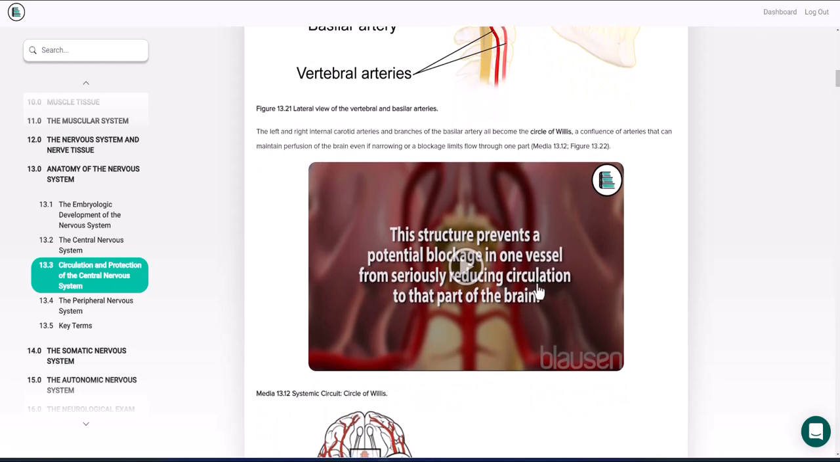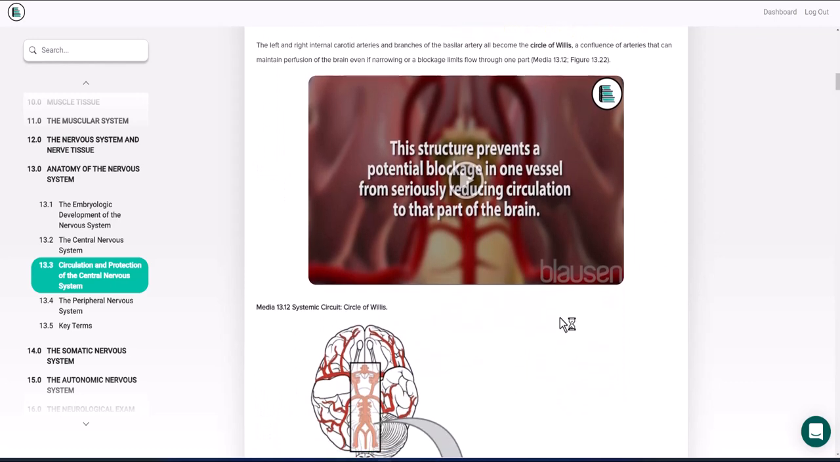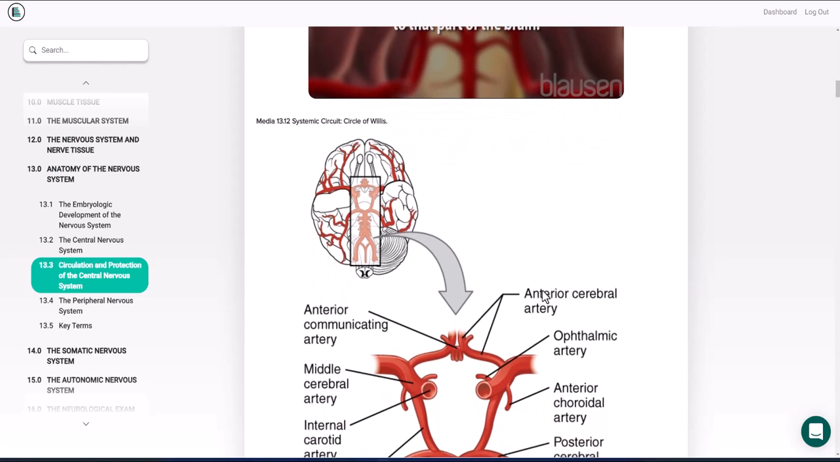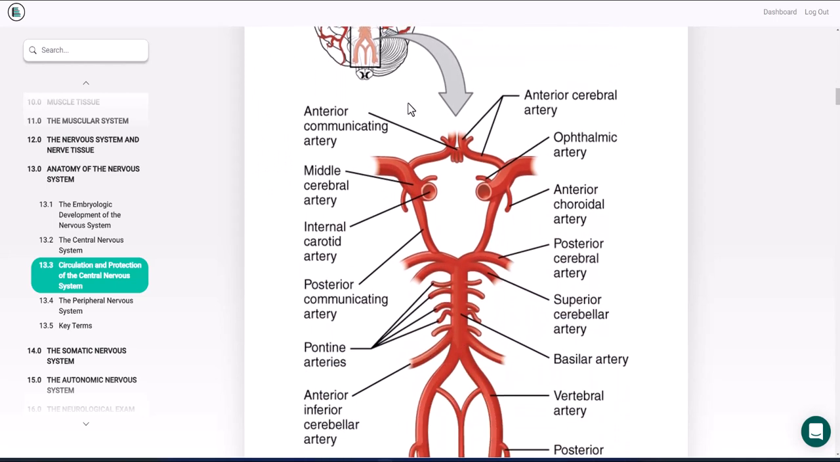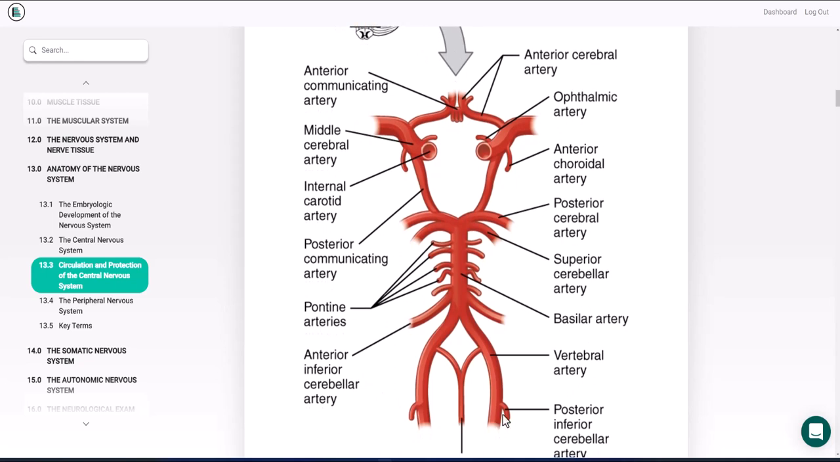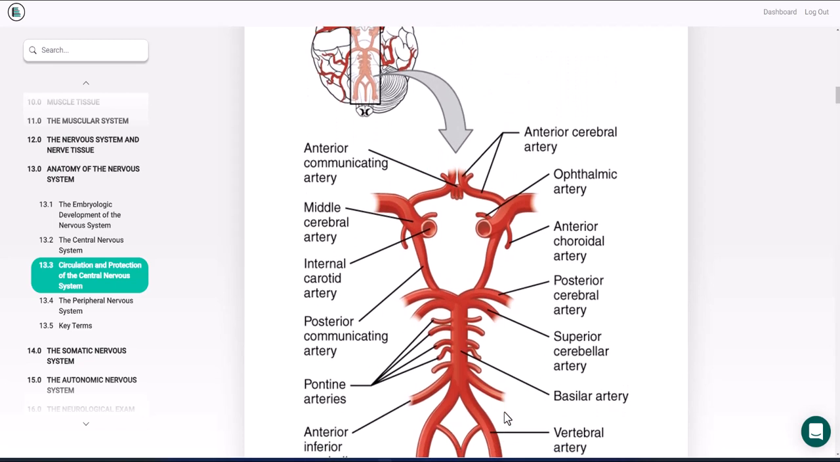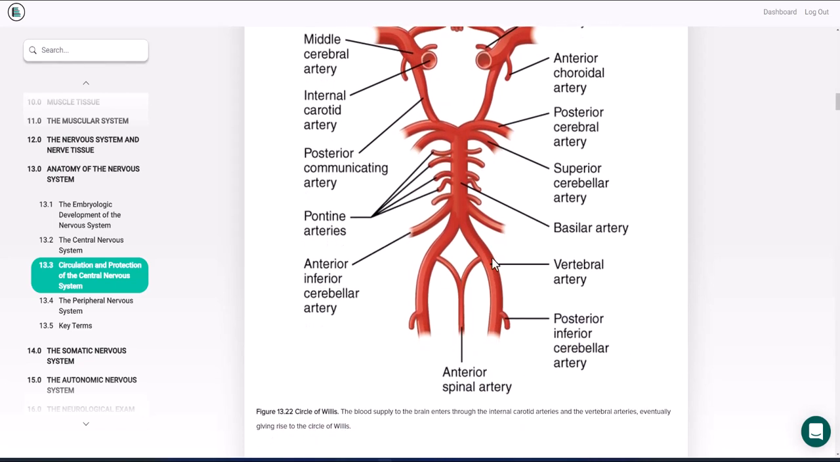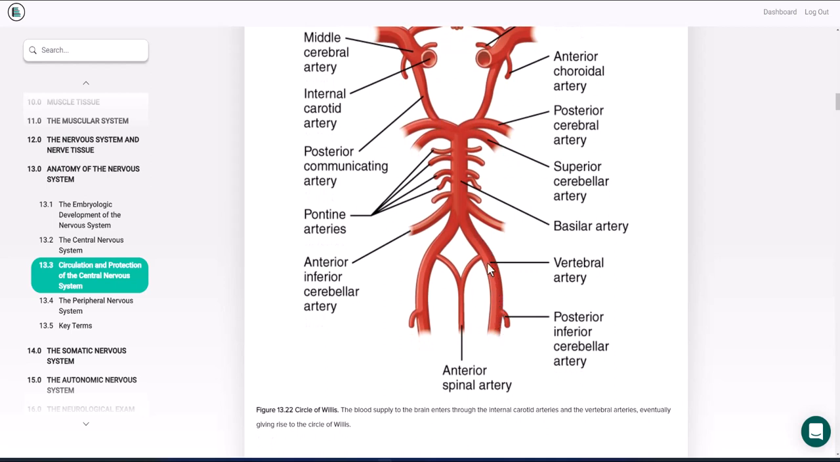So definitely take a look at this video about the circle of Willis. Now, I am not going to have you learn all of these branches of the circle of Willis. Here's what I want you to know. So imagine here, what we're looking at is the vertebral arteries. The vertebral arteries are coming up through the neck. They're going to travel up through the foramen magnum. They're going to merge into the basilar artery. At the base, think basilar, think base of the skull.